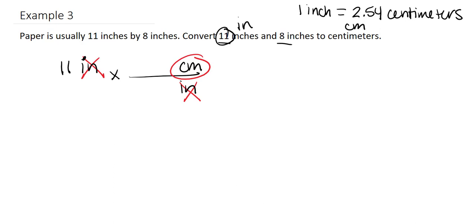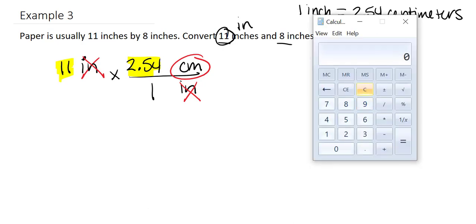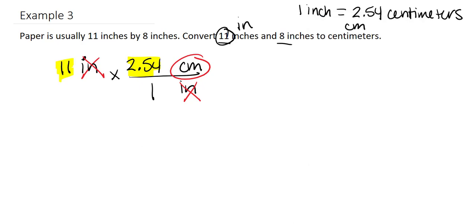But we need to fill in the numbers. So 1 inch is equal to 2.54 centimeters. So all we have to do is multiply 11 times 2.54, and then we could divide by 1. But we know whatever the product of 11 times 2.54 is our answer. So 11 times 2.54 is equal to 27.94 centimeters.